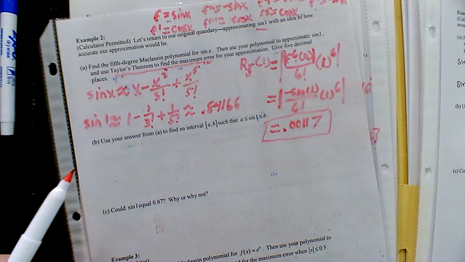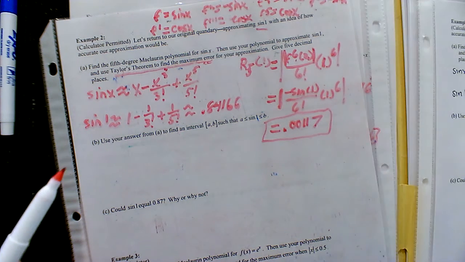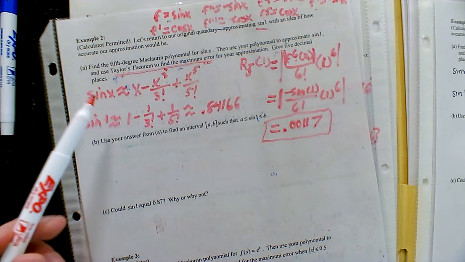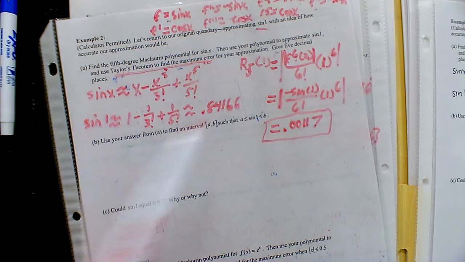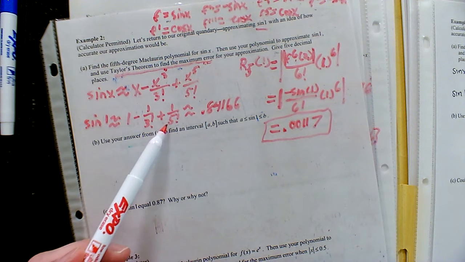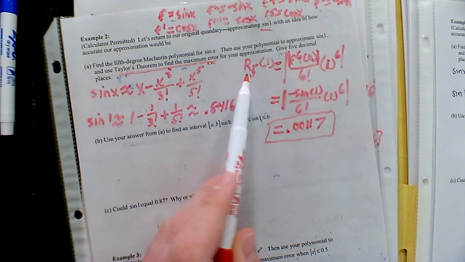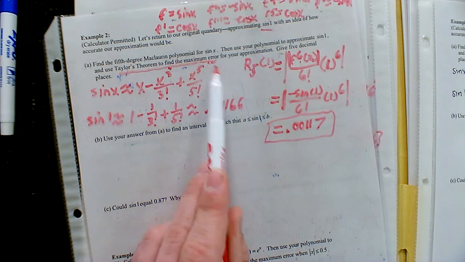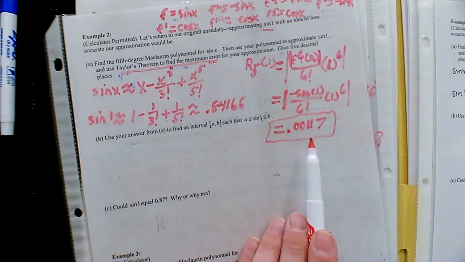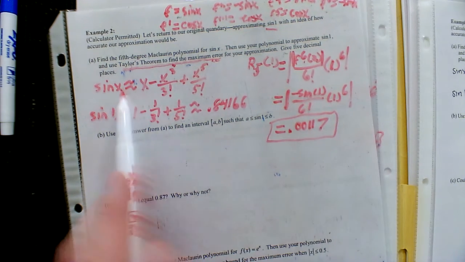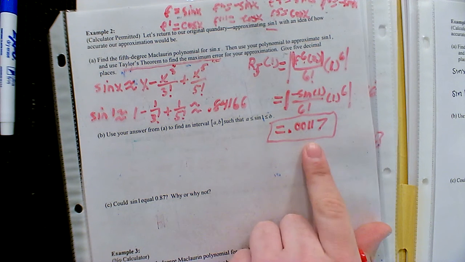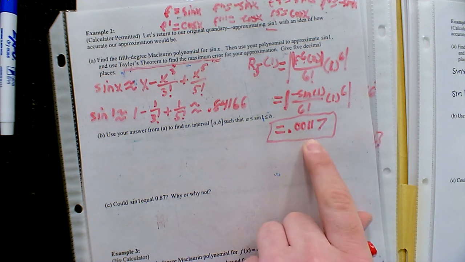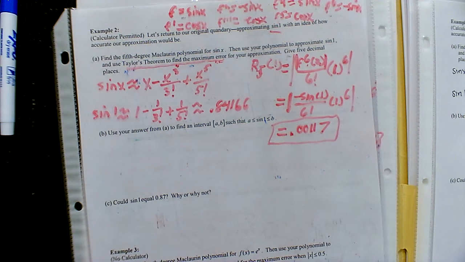So again, right now for this part A, I used the 5th degree Maclaurin polynomial that I had memorized. I found the approximation at 1 of the 5th degree, and I'm using Taylor's theorem to find the maximum error, or Lagrange error bound. I know for that 5th degree, my error is no greater than this value right here. This is the greatest possible error for that 5th degree Taylor polynomial.